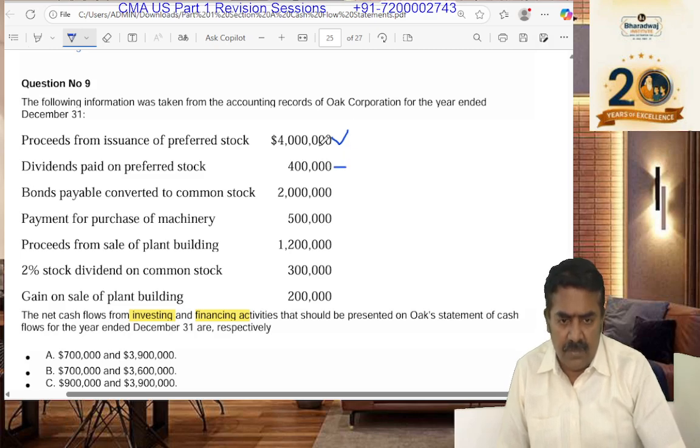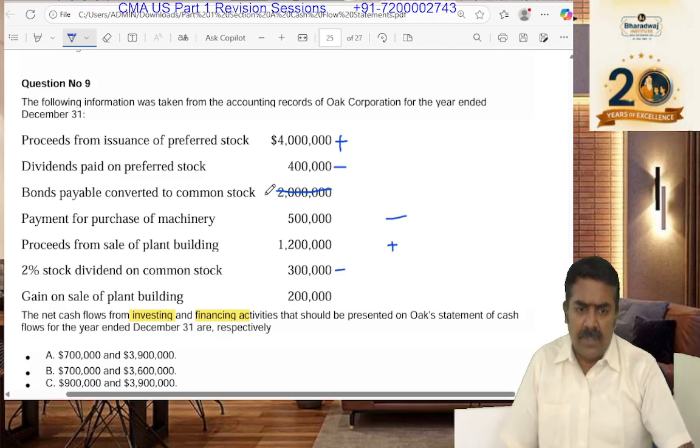Dividends paid, financing activity. Financing activity plus minus, this will not come. Conversions will not come. Purchase of machinery, investment activity. Sale of buildings, investment activity. 2% dividend on common stock is which activity? Financing activity. Gain on sale of building will not come anywhere. So work out and tell me.